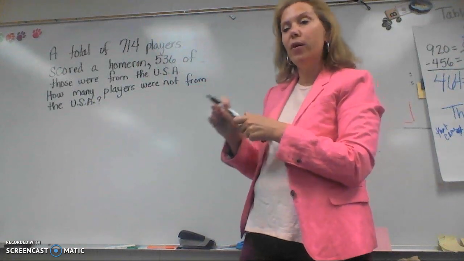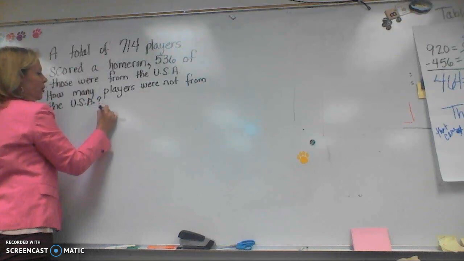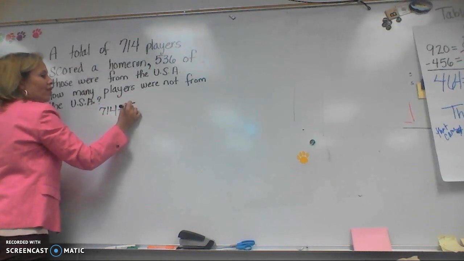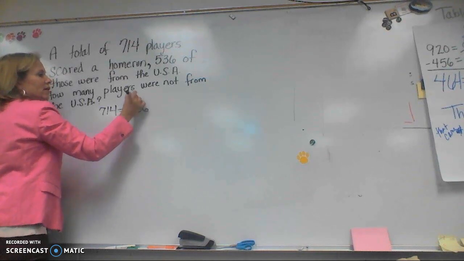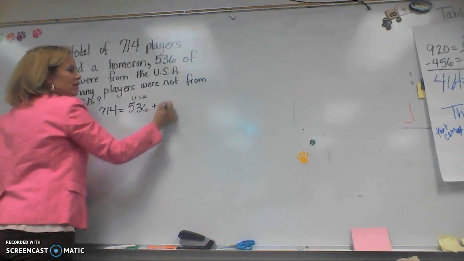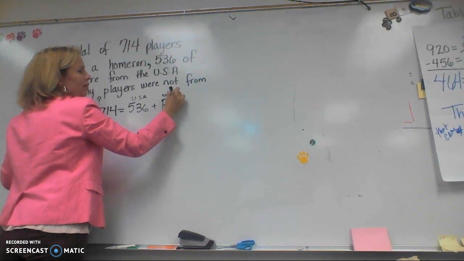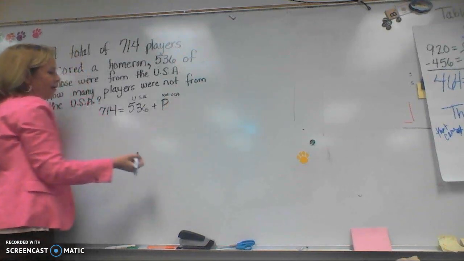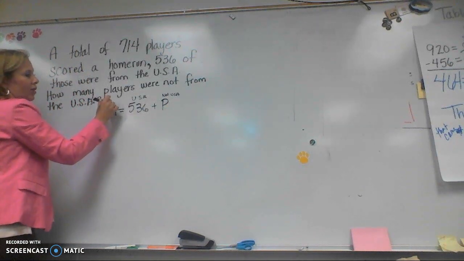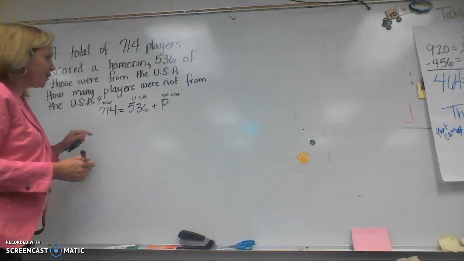So let me write my equation first. I have a total of 714, and that equals 536, these are my USA players, plus some different players not from the USA. Okay? And this was my total players, which is why I started with that, because that's what came first. Could write it differently, though.